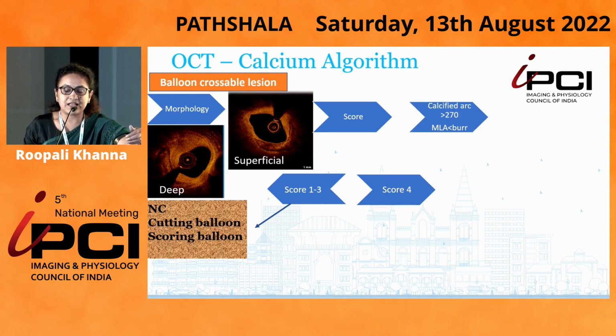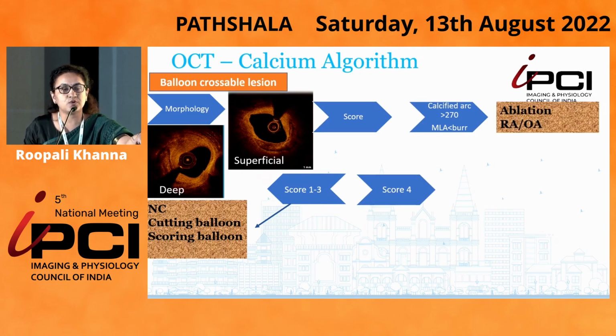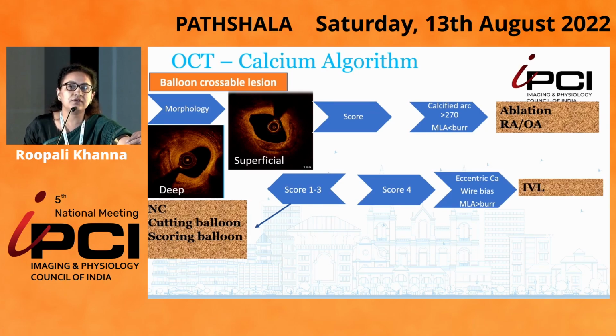If you are getting a calcified arc of more than 270 and the lumen area is less than the burr size, then ablation therapy would be an ideal choice. But if you are getting eccentric calcium, the OCT catheter is away from the calcified part, there is wire bias and the MLA is more than the burr size, then IVL will come as a savior in these cases.